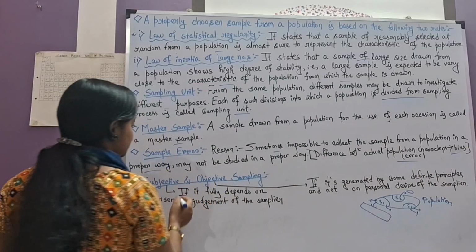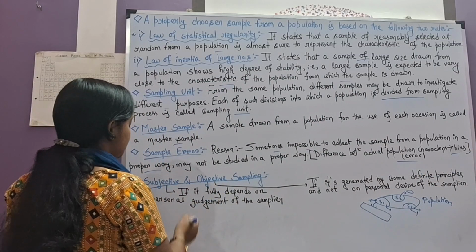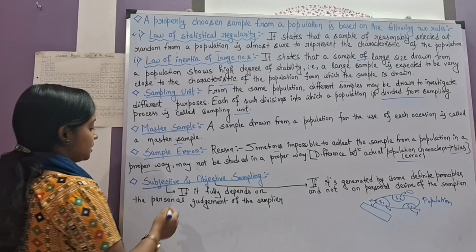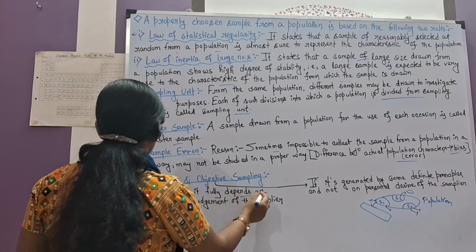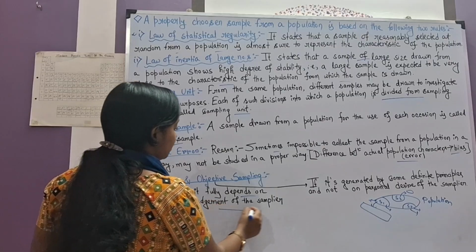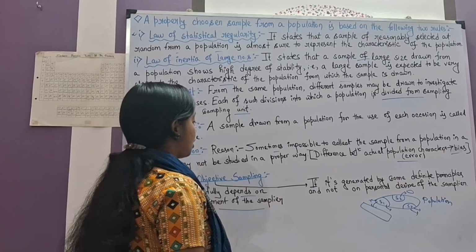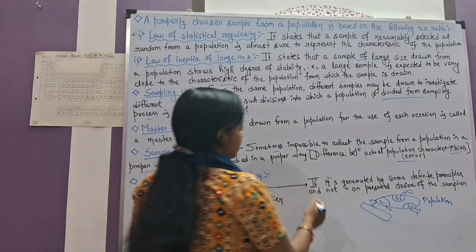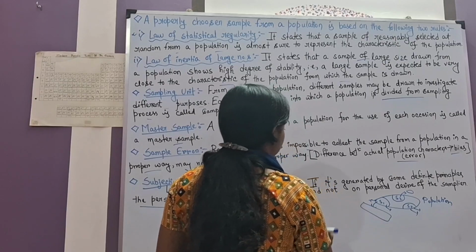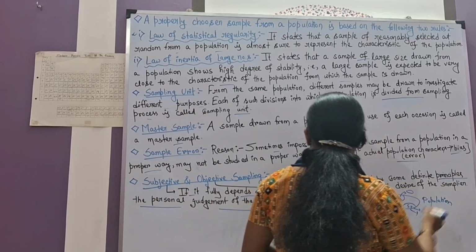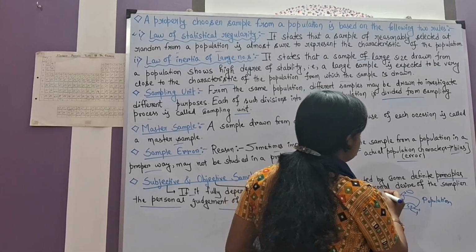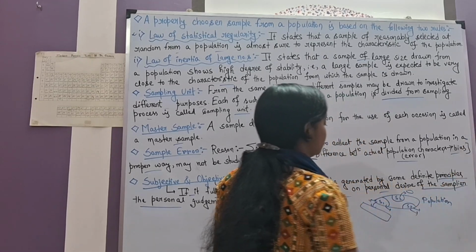Now what is subjective and objective sampling? The subjective sampling is the sampling if it fully depends on the personal judgment of the sampler, and objective sampling is a type of sampling if it is generated by some definite principles and not on personal desire of the sampler.